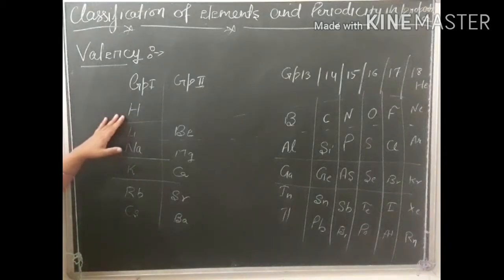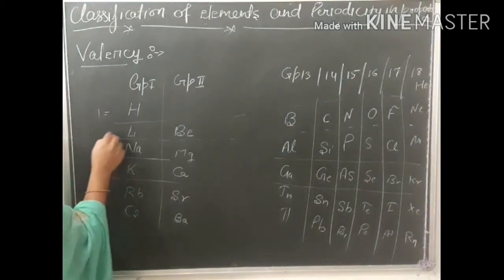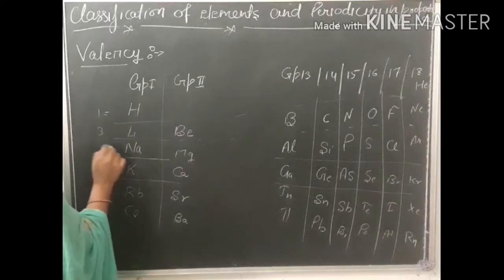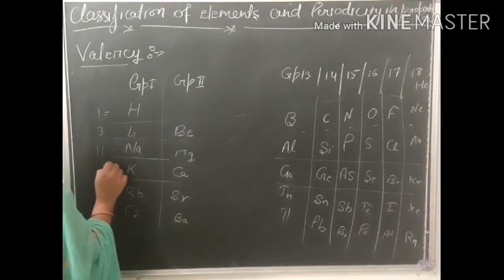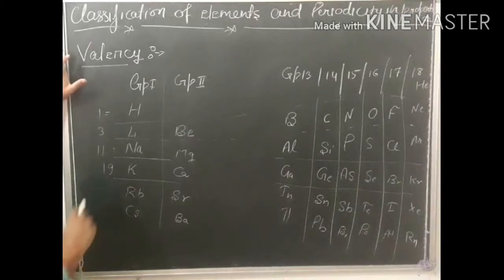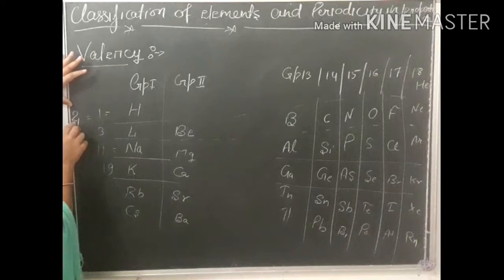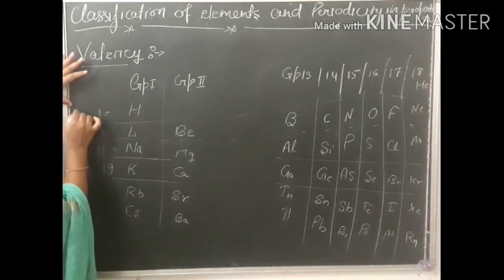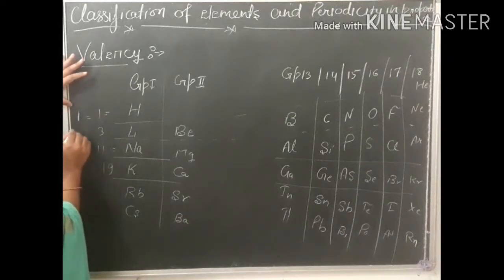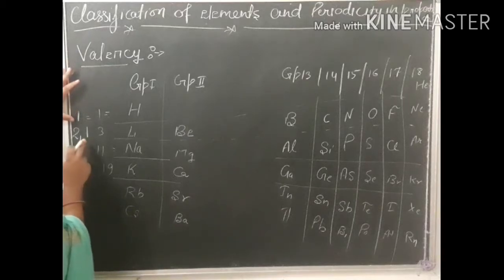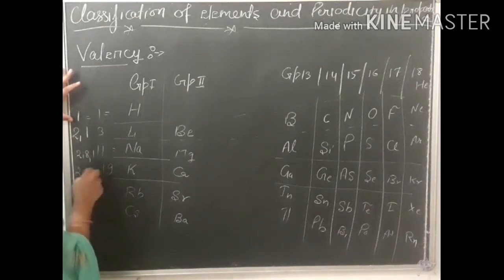Here the atomic number of hydrogen is 1, lithium is 3, sodium is 11, and potassium is 19. So first of all we write the electronic configuration. Hydrogen has 1 electron in the outermost shell. In the case of lithium, there is 1 electron in the outermost shell, and the first shell occupies 2 electrons. In sodium it is 2, 8 and 1. In potassium it is 2, 8, 8 and 1.